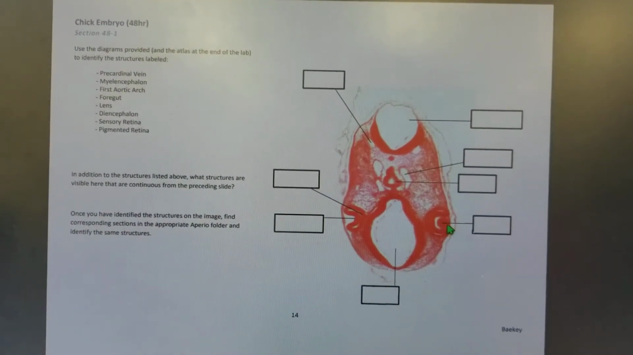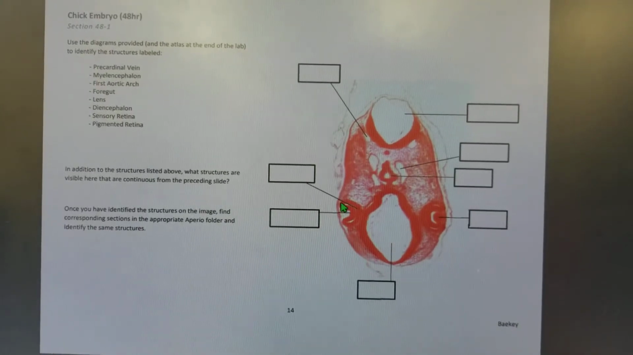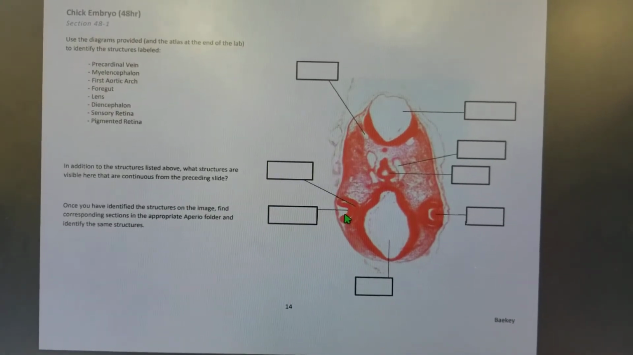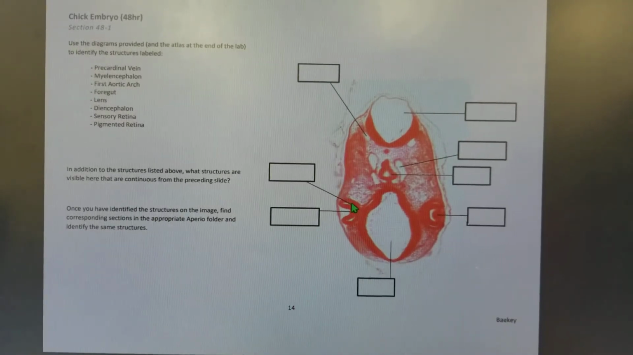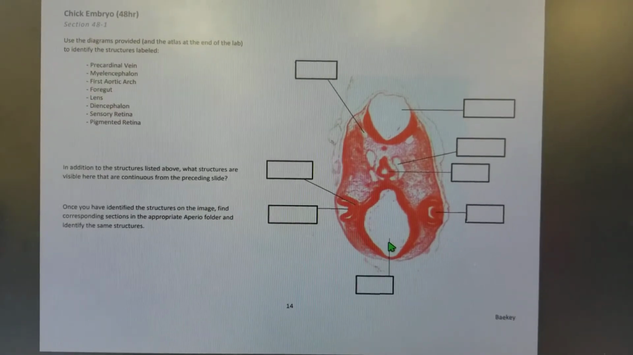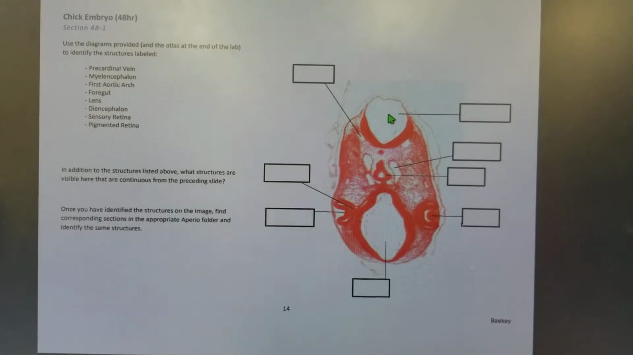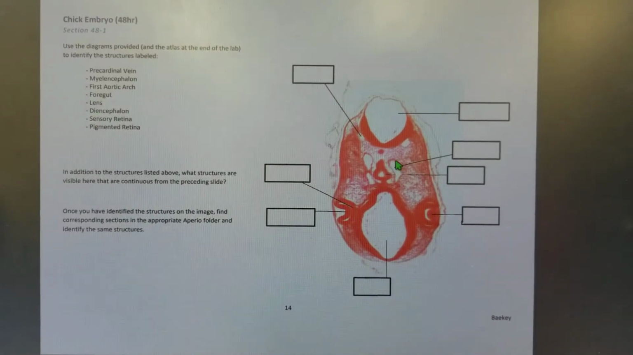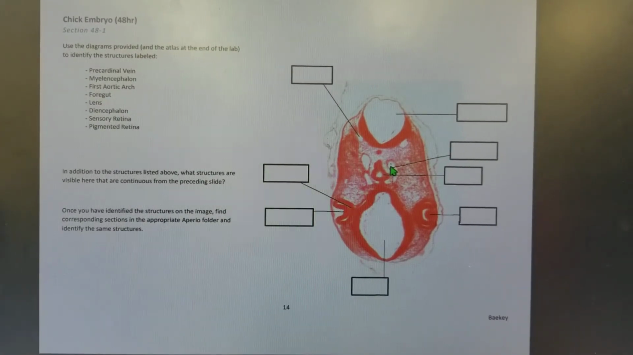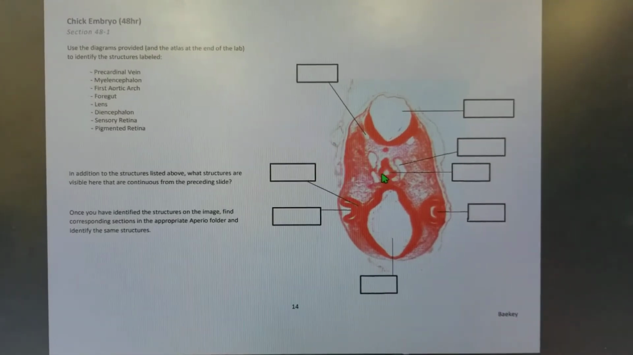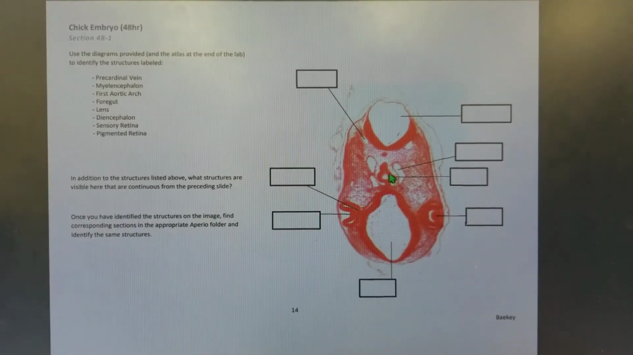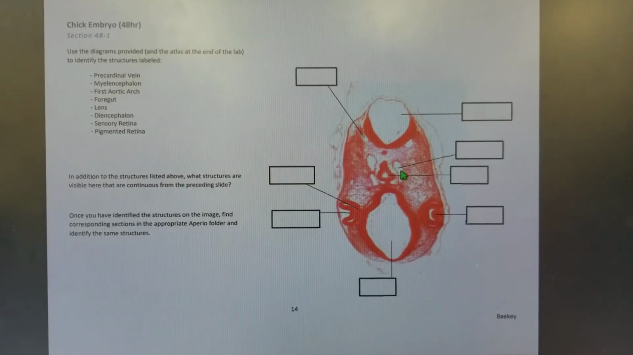So this becomes lens. This is the developing eye. The inner is the sensory retina. The outer is the pigmented retina. This is diencephalon. This is myelencephalon. And then we start to get the structures at this level, okay? And this here becomes the foregut. This is the foregut, I should say. And this is the first of the aortic arches.